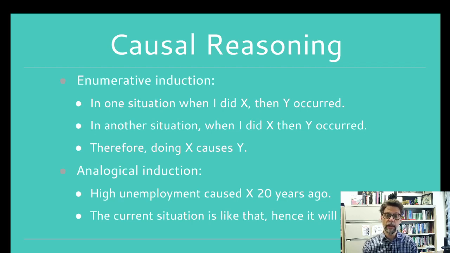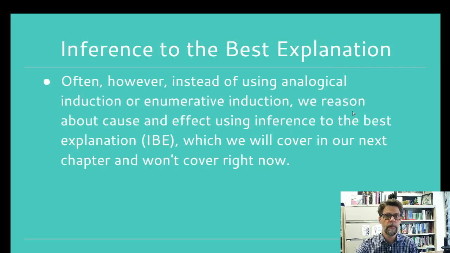We could also argue analogically. Maybe 20 years ago, high unemployment caused some phenomenon, maybe inflation. Well, if 20 years ago it did, and the current situation is very similar to 20 years ago, we might think there's going to be high inflation now because of high unemployment. Now, I'm just making up that data. Unemployment is at a low as of the time of the recording of this video, but we can use analogical induction to support causal claims. And we have yet to do inference to the best explanation, but you can also use inference to the best explanation. We're going to cover that in our next chapter, but stay tuned. It can also be used to support a causal claim.